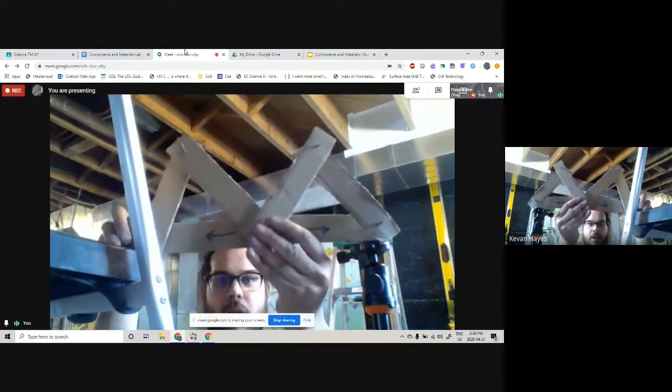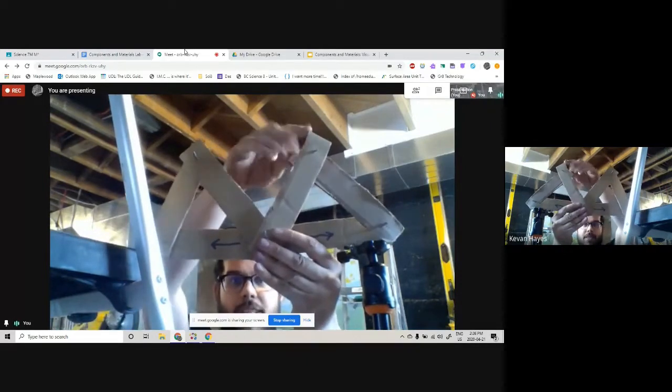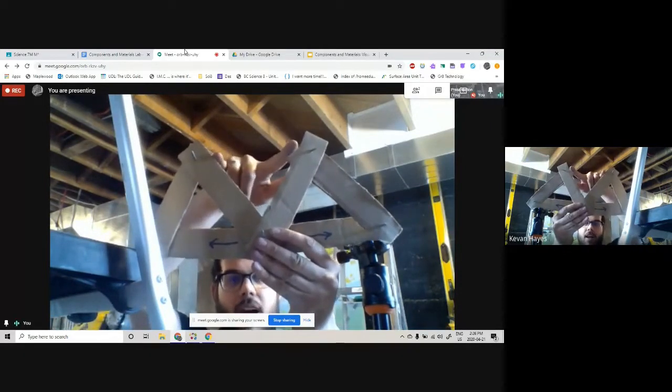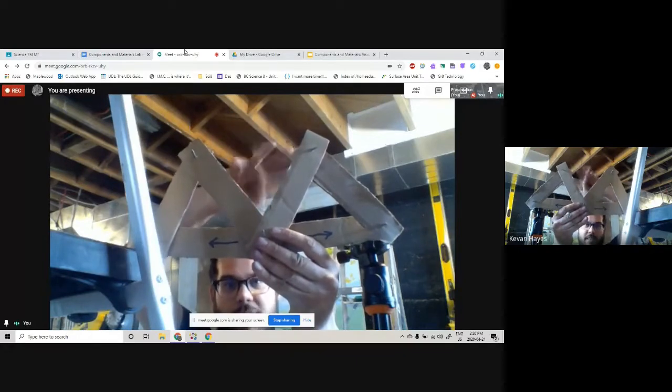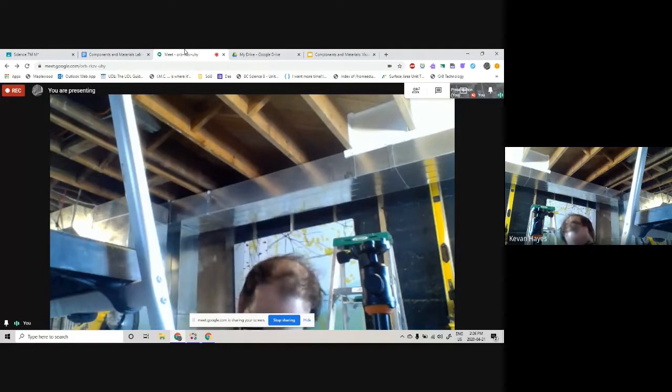So these two parts are pushing together, which means if we want to stop them from pushing together, we need something in here that is going to resist that squishing. And, well, squishing is compression. So what we need is a component that is good under compression.